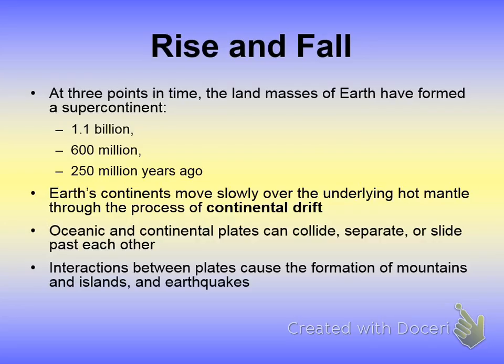So at one time, about 1.1 billion years ago, we had 3 times where the land masses all kind of came together. 1.1 billion, 600 million, and 250 million years ago. Our continents are constantly drifting, moving around this ball of fire, basically inside, ball of lava.